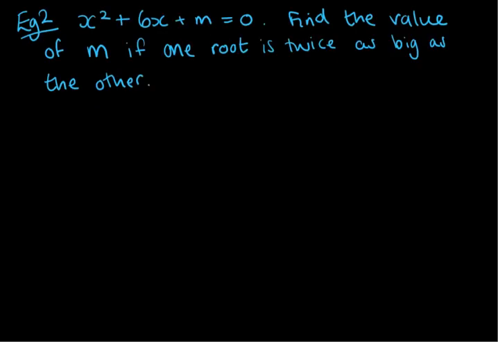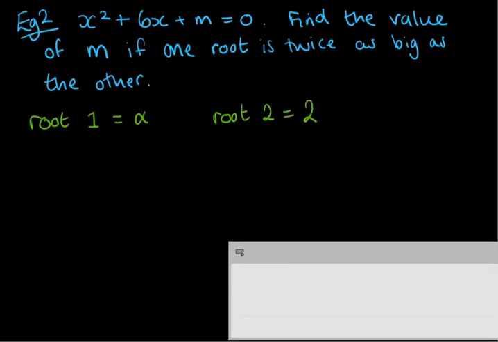Take another look at an example that's maybe a little more interesting. Okay, so for this one, we are told we need to work out the value of m, and one root is twice as big as the other. So if we put one root to be alpha, then the second root we can call 2 alpha.